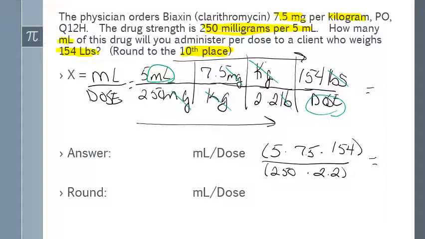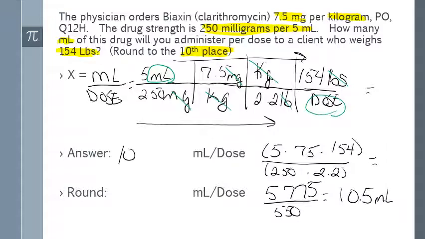So once we do our math, we end up with, let's see, 5,775 over 550, which leads us with 10.5 milliliters. And that is going to be the final answer because it is already in the 10th placeholder.